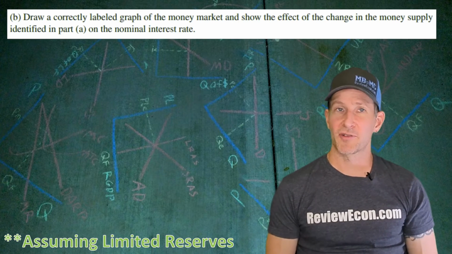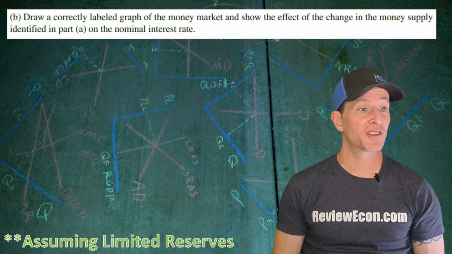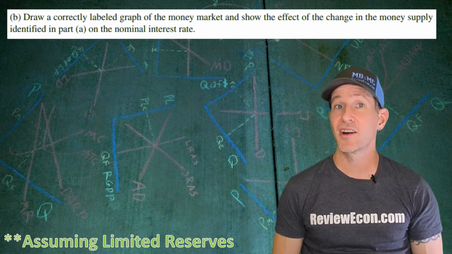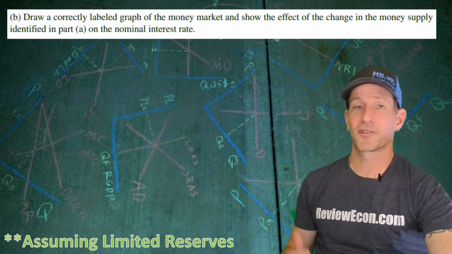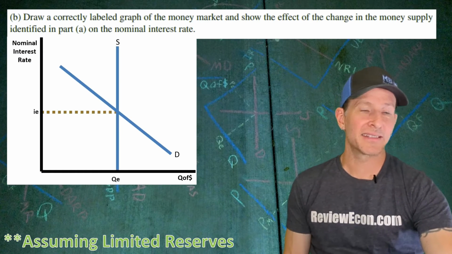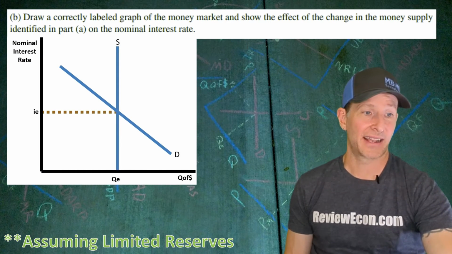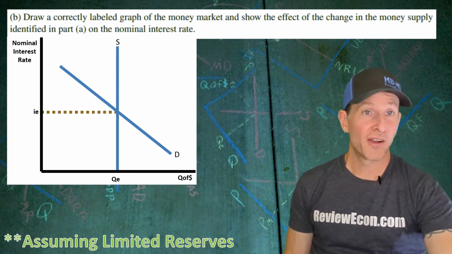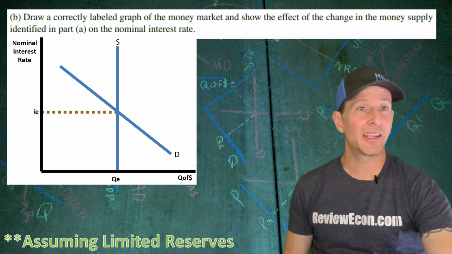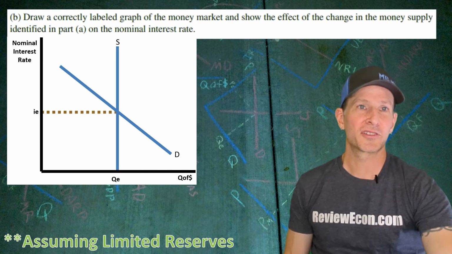For part B, we're going to graph the money market and show the impact of the change in the money supply we just identified on the nominal interest rate. Sketch out the graph with the nominal interest rate on the y-axis and the quantity of money on the x-axis. We have a downward sloping demand curve, vertical supply curve, and the equilibrium quantity and nominal interest rate marked.